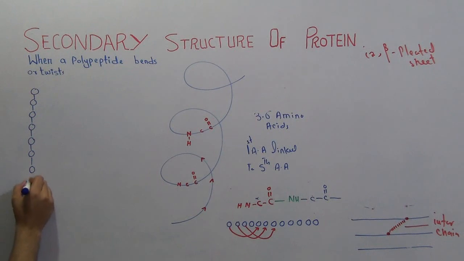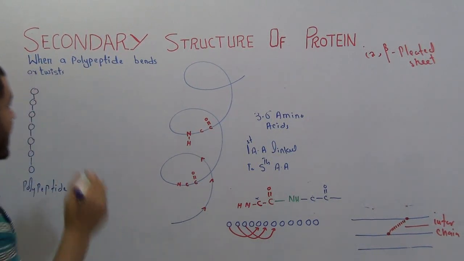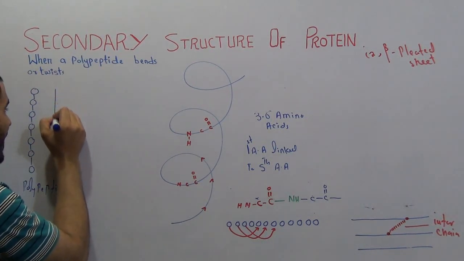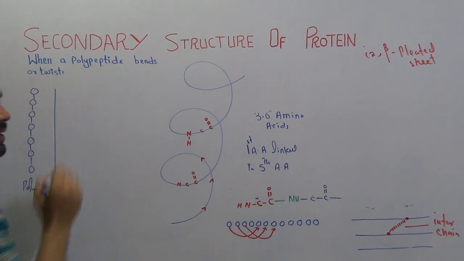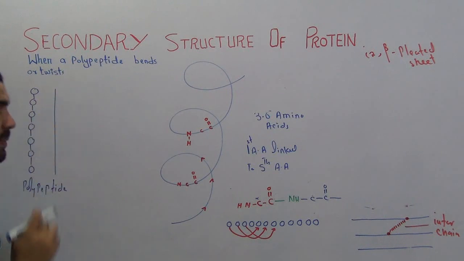So I'm going to write here polypeptide bond. For more simplicity, if I write just one single line like this, so no circles are there, still we will assume that this is a polypeptide.